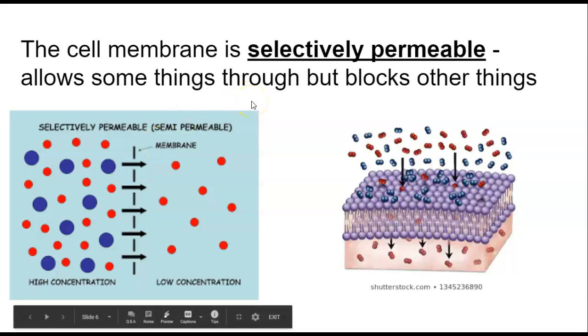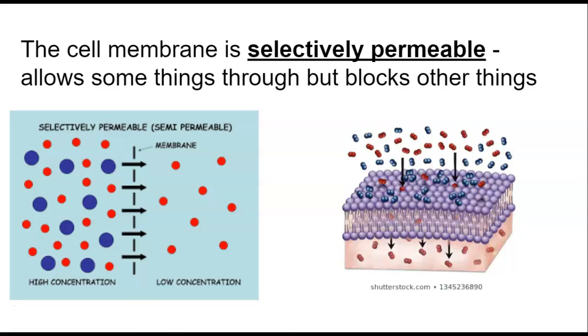So when we talk about it, the cell membrane doesn't let everything through. It's what we call selectively permeable. So it selects some things to go through. Permeable means things can go through. You may have heard that some rain jackets are impermeable to water, meaning they don't let water through. Permeable means they let water through.